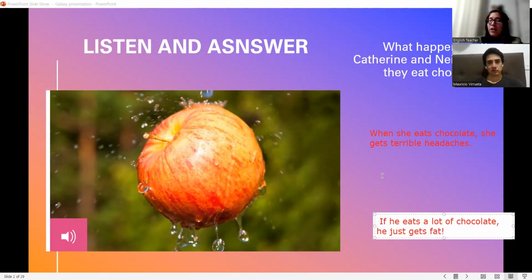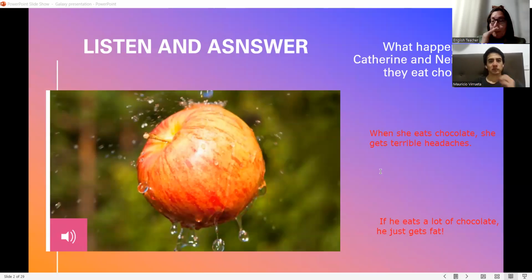So what conditional are they using? The first conditional. No, in this case, they are using the zero conditional. Okay, today we're going to practice the zero and the first conditional, and the idea is that you understand when to use them. Okay, so they are talking about chocolate.